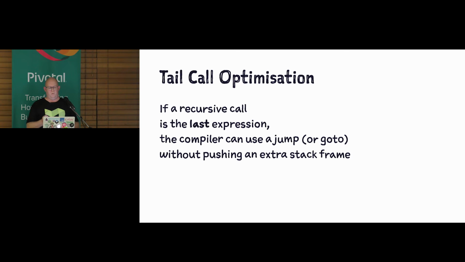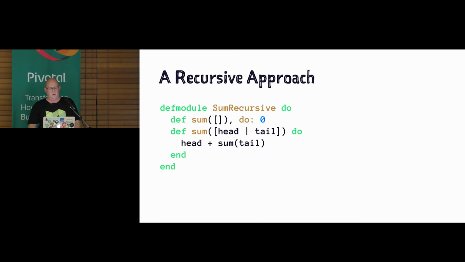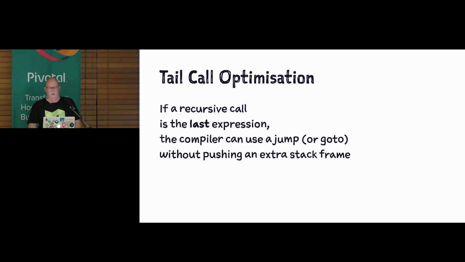So this is the key slide. If a recursive call is the last expression, and it has to be the exact last expression, you can't come back for any stuff. And just to be clear, this is not the last expression. The last expression here is actually head plus the sum. So we'll see what it really looks like when it's optimizable. The compiler can then use a jump or a goto without pushing an extra stack frame.